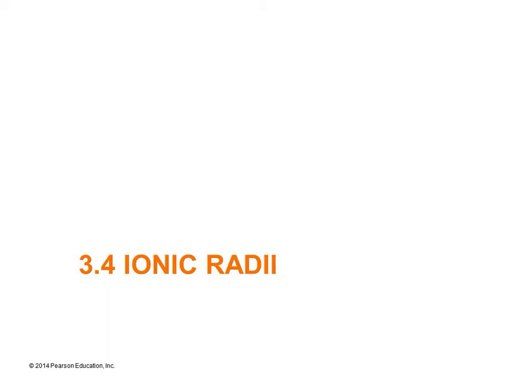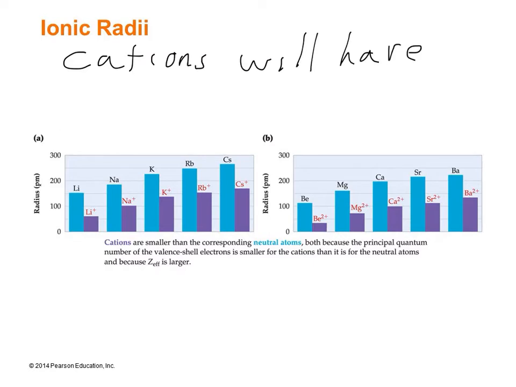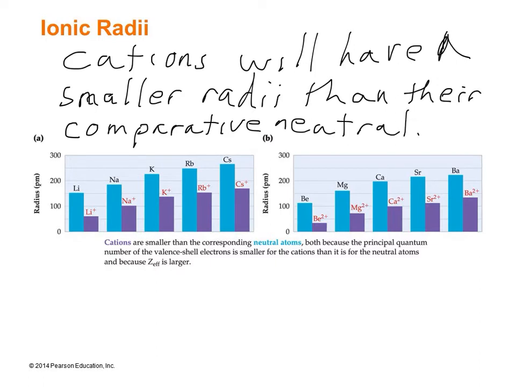Alright, let's start our discussion of ionic radii. We've already talked about atomic radii, but let's look at the effects of adding or subtracting an electron. Let's start with the glaringly obvious statement that cations will have smaller radii than their comparative neutral atom.